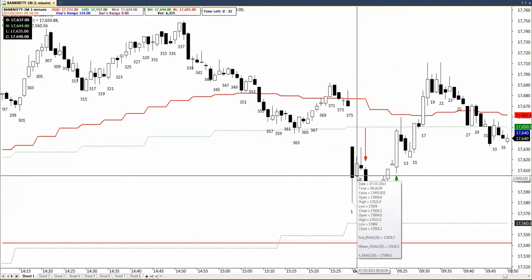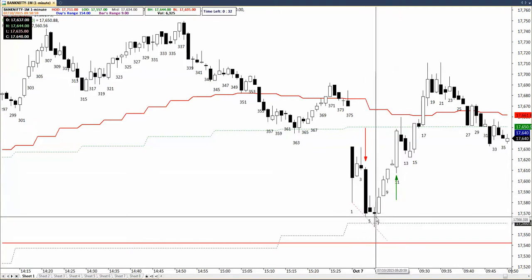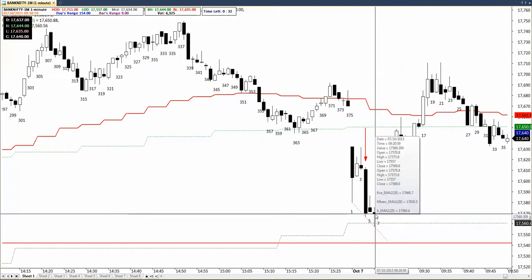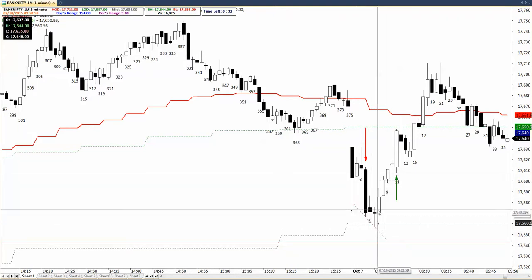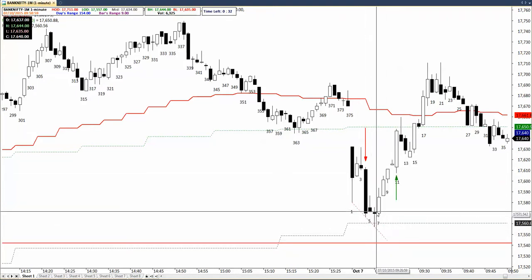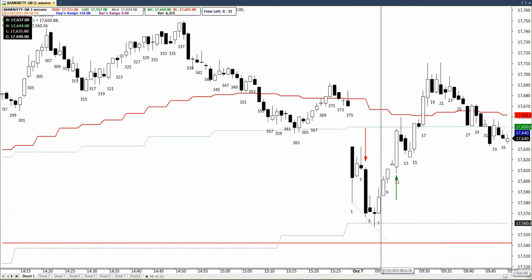So you got in at 17,604, around that price, and the price went down till 17,557, right? That's around 42 plus 4, so 46 points approximately, if you could manage to get all of that. But I don't think I could have managed to get that.